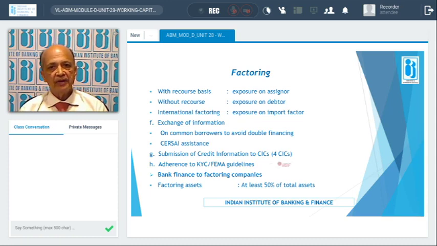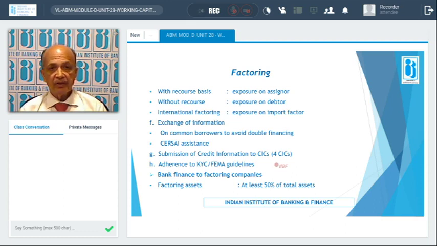Then these are the RBI guidelines. Then submission of the credit information, as I told you. Then adherence to KYC, AML and CFT guidelines, and FEMA guidelines, the Foreign Exchange Management Act guidelines. All these things have to be taken care of. This is in brief about factoring.